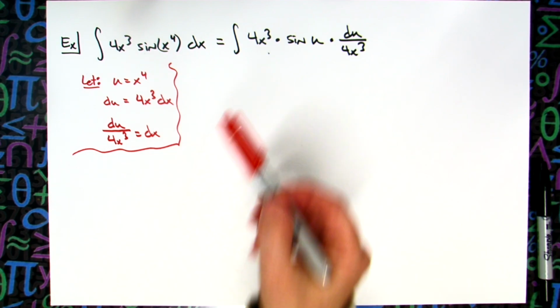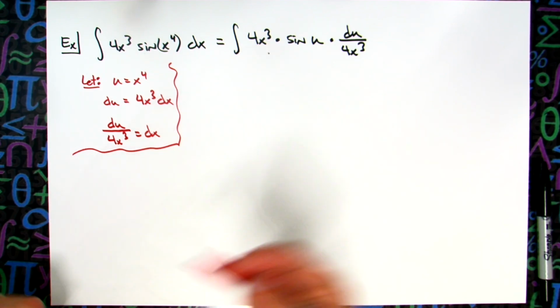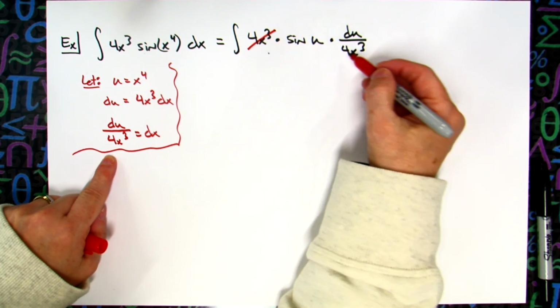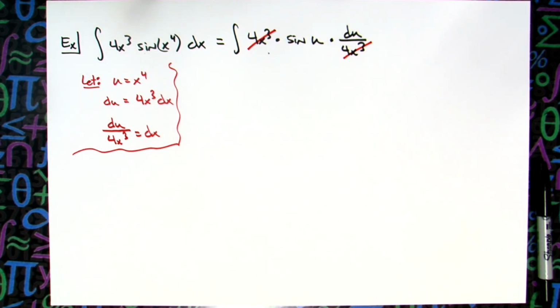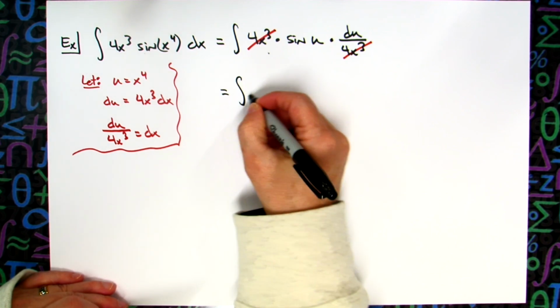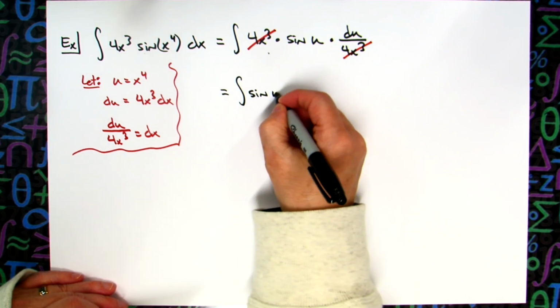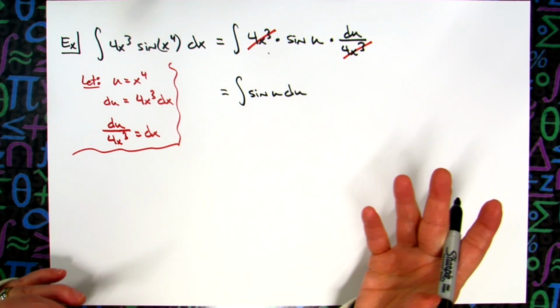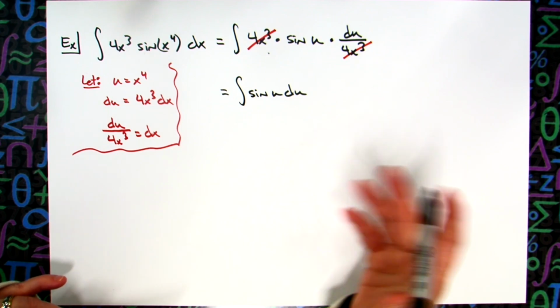So that 4x to the third that was in the original problem and the 4x to the third down here are in opposite locations, so we can cross them out. Just like we did on Monday, everything is going to cross out. They're just now going to be the trig functions, and you're going to have to make sure you have all your trig integrals memorized.